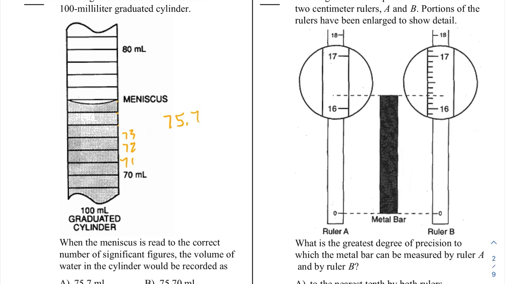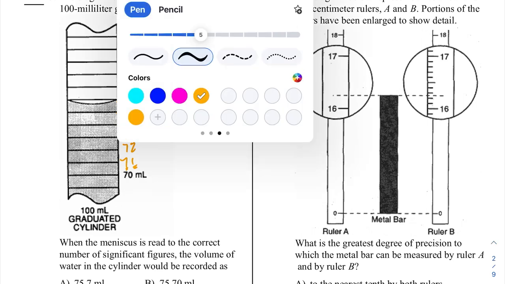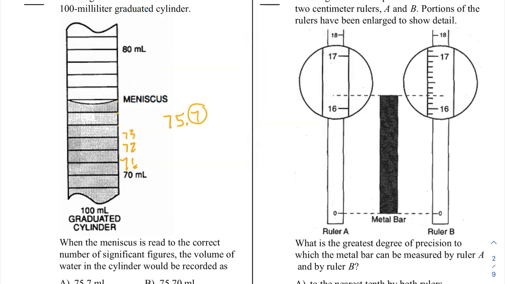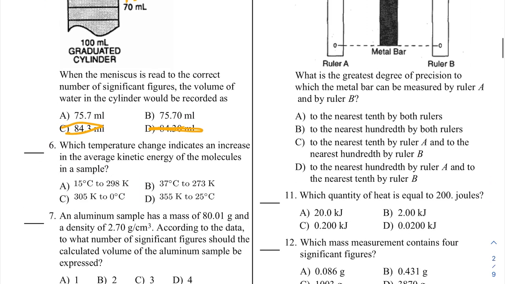So the question is, do we put an additional zero there? So I am sure of the tens, sure of the ones. This is where I'm estimating, is the tenths. I can't be sure of the tenths and then estimate one further. I need to be estimating this one. So it is just simply 75.7. You can't be sure to 2 decimal places.